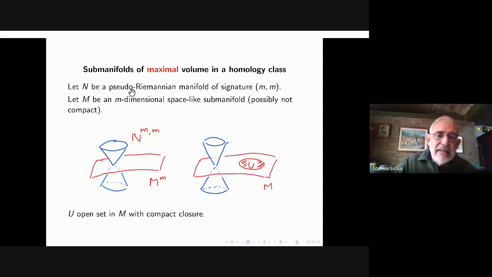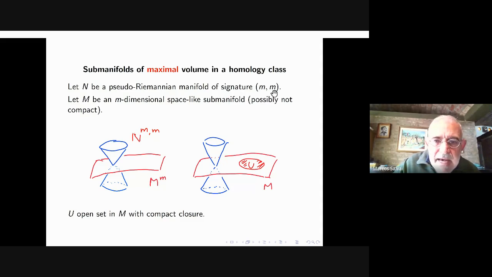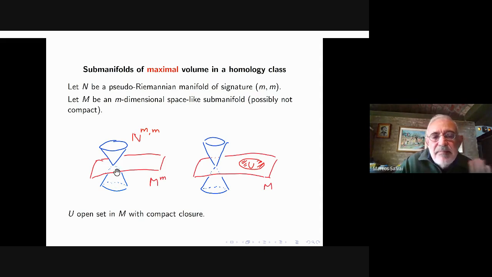So I have N, the ambient manifold, which is pseudo-Riemannian with signature (m,m). Here the picture is the Lorentzian case, but I didn't have enough dimensions here. The situation is actually a split signature, but just to draw something, I drew this Lorentzian case. So let M be an m-dimensional space-like submanifold, like this one in the picture, possibly not compact. M-dimensional, that is half dimensional, that is the maximal dimension for a space-like manifold.